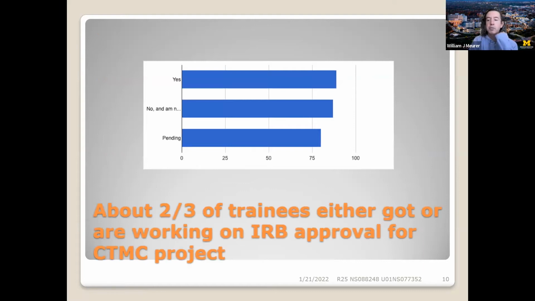So we have a little bit here on some of the outcomes. Now that we've been doing this a few years, we're still trying to track down a few of our trainees from over the years. And we have additional data on how long it gets them to get to some of these outcomes. But right now, based on everybody we're still continuing to follow, about 2/3 of the trainees either got or are working on IRB approval for their CTMC project. And that, I think, is a good number. I wouldn't be daunted by that number.